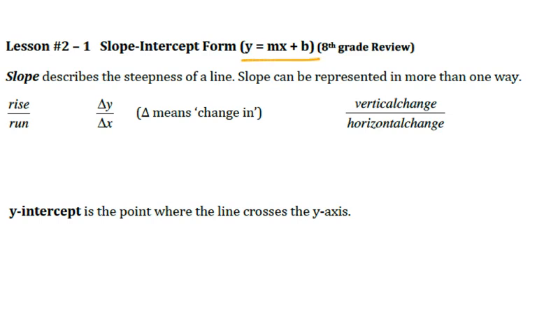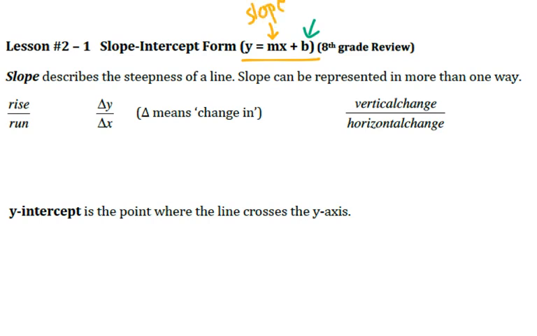Now, a couple things we need to know. The m represents one thing, while the b represents something else. There are two elements here. We have y and x, which are values. The m, though, is our slope.